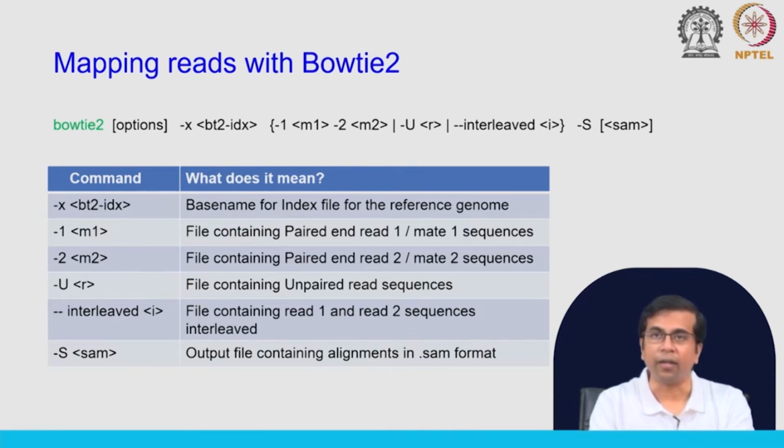Just to remind you again, this is how we run this command. There are these inputs that we have to give. We have minus x, which is the base index, the index that we built in the earlier step. Then we have minus 1, minus 2: if we are dealing with paired end data, we give the input of these FASTQ files. If we are dealing with unpaired data, we use the minus u option. We do not use the interleaved option, as we do not have that kind of data. And minus S is the output file, in SAM format. This is something we will discuss towards the end of this class.